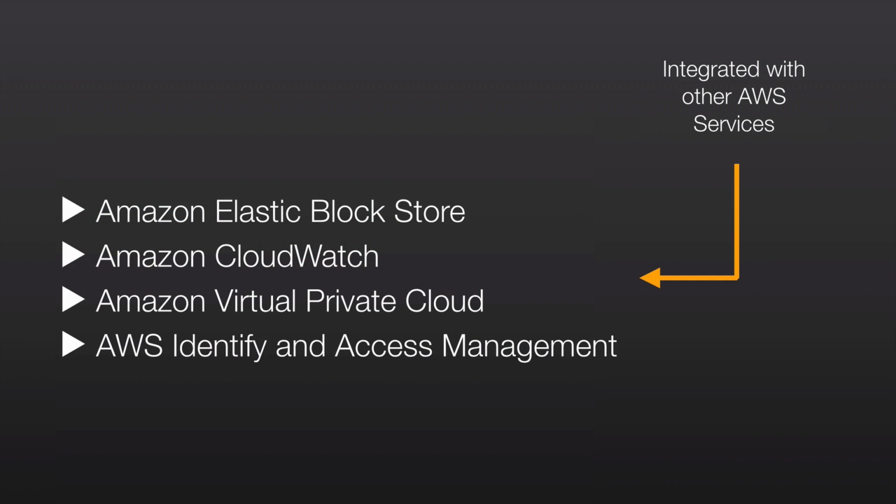There's integration between AWS, other AWS services and EC2. In the course of this session, we're going to cover the Elastic Block Store, EBS, CloudWatch, VPC, and AWS IAM, or Identity and Access Management.